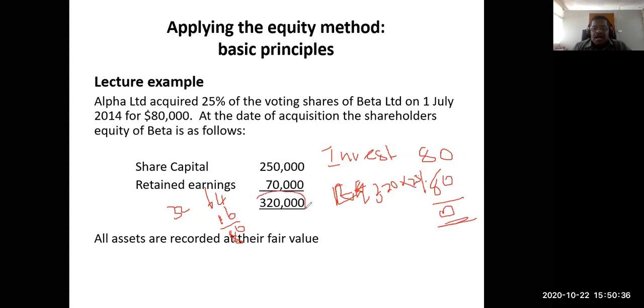25% of equity is equal to the investment. Thereby the calculations are very simple. No goodwill, and the only entry is that initially you record this 80,000 in the balance sheet at the beginning, 1st July 2014. Is it clear?